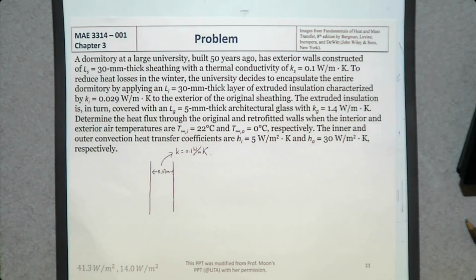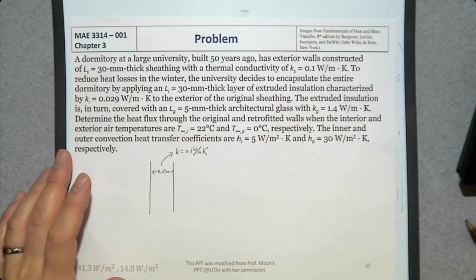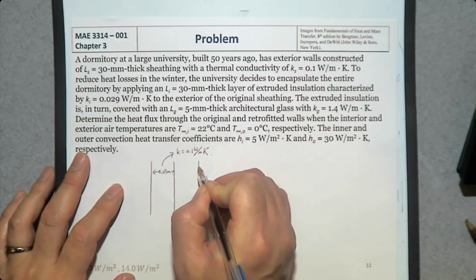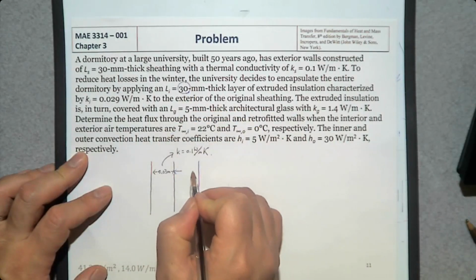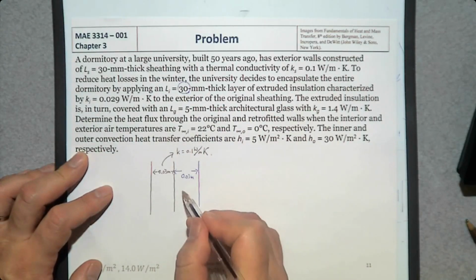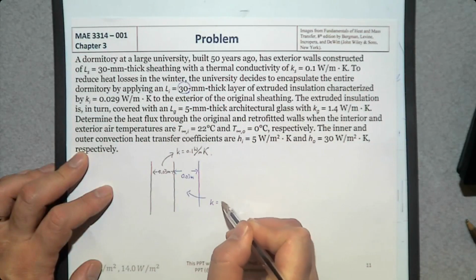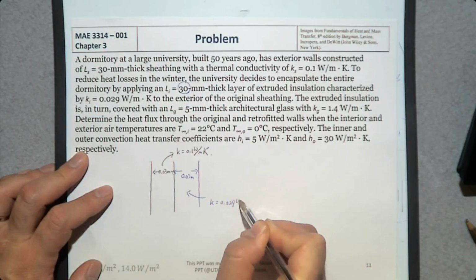Now, everybody is talking about energy savings, so let's reduce the heat losses in the winter. How can you do that? We are going to apply an additional layer of insulation to the exterior surface. How thick is it? The same 30 millimeters, 0.03 meter, whose thermal conductivity k is 0.029 watt per meter Kelvin.